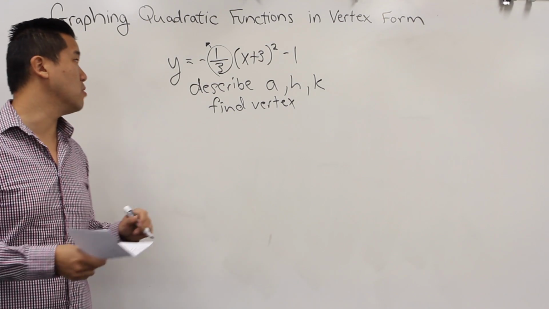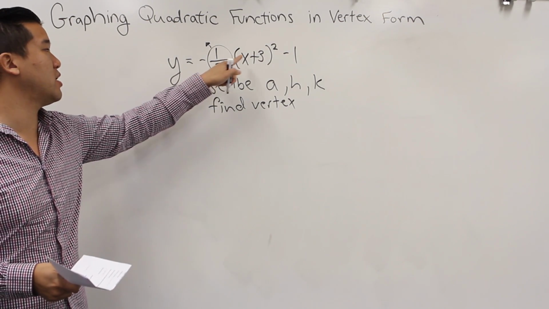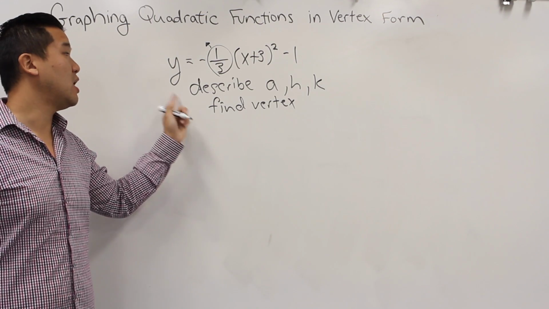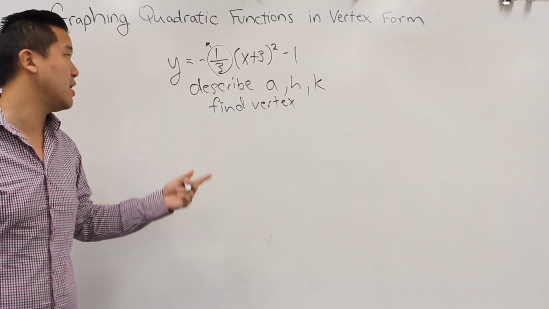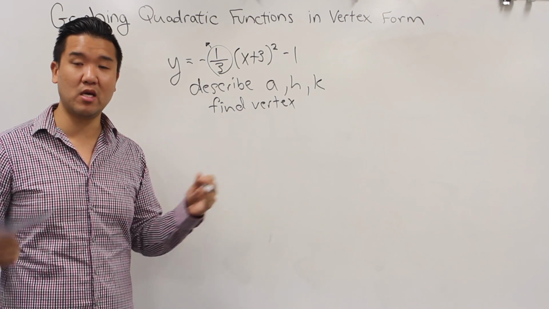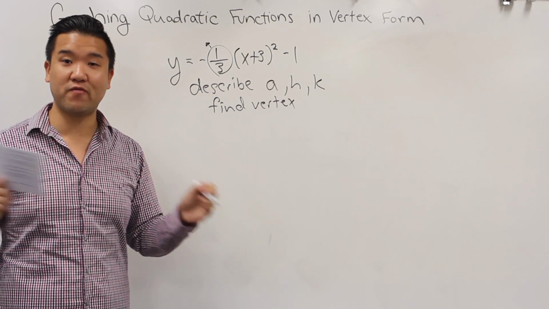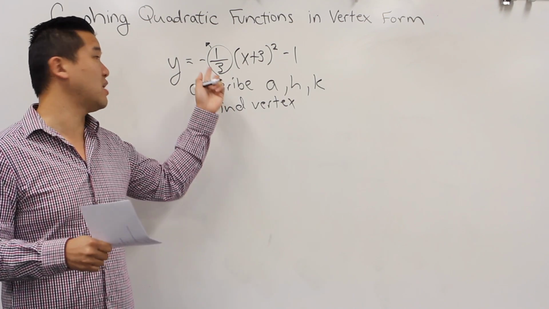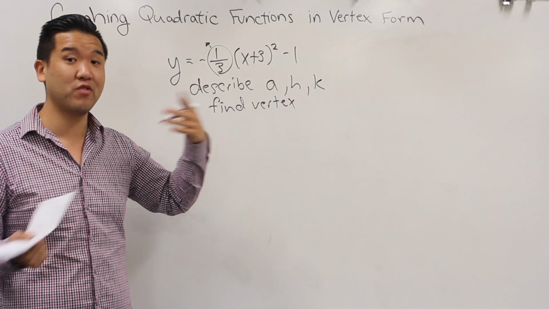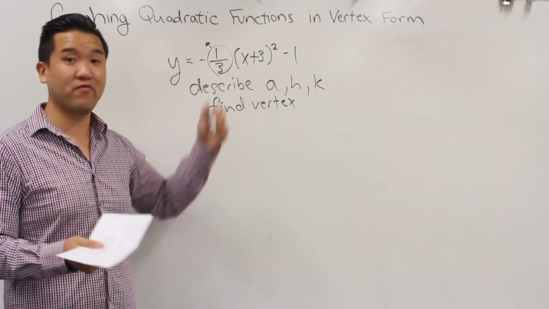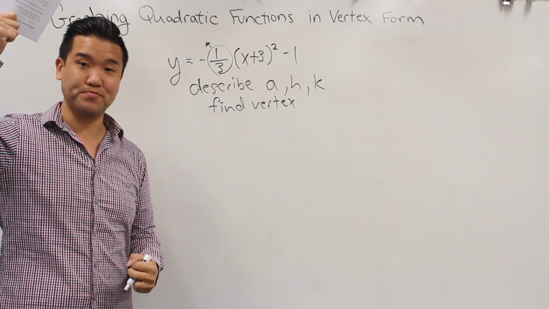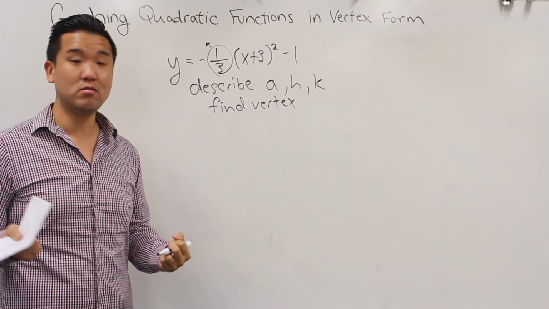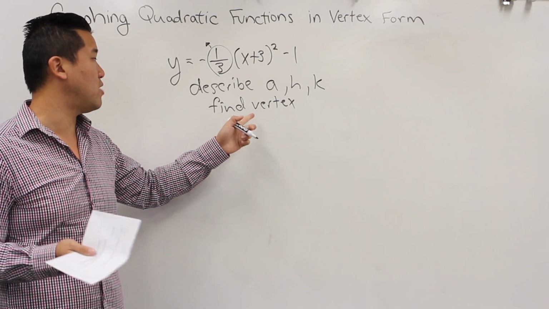Alright, second problem. Here's my problem: negative 1/3 times (x plus 3) squared minus 1. I want you to describe A, H, and K and find me the vertex. What I mean by describing A, H, and K is, tell me how much is going left or right shifting, up or down shifting. Is it a happy face? Is it a sad face? Is it a reflection? Or is it vertically compressed, so is it wider, or is it vertically stretched, is it skinnier?